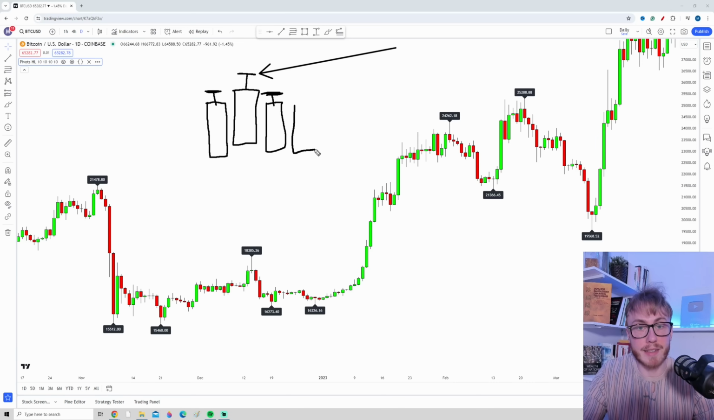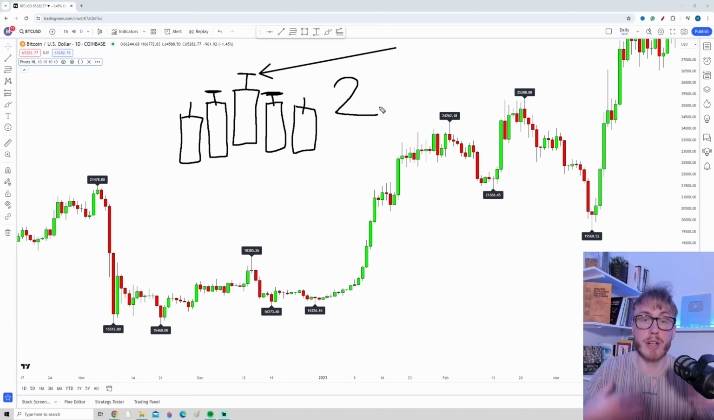But if we have another candle with a lower high to the right and yet another candle with a lower high to the left, then this right here is still a pivot point, but now we are talking about order 2, and so on and so on. So in simple terms, pivot points are basically significant highs and lows in the market.